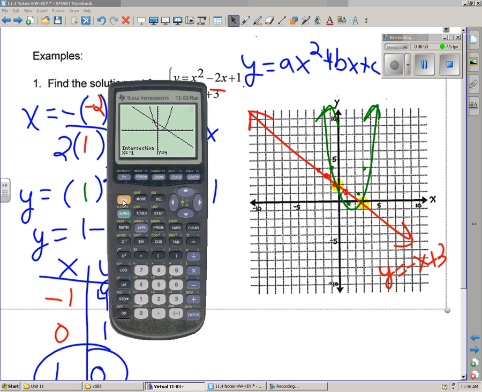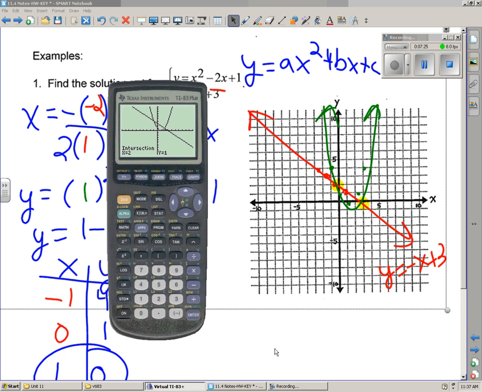So I'm going to do that whole thing over again. I'm going to go second trace, and I'm going to go down to intersect. But before I hit enter 3 times, I have to move this cursor away from this first ordered pair. It doesn't have to be exactly on top of the second point. I'm just going to put it anywhere that's on the other side of the first point. And now you can hit enter 3 times. And the second ordered pair, maybe you knew this already, was 2, 1. So your solutions then are negative 1, 4 and 2, 1.